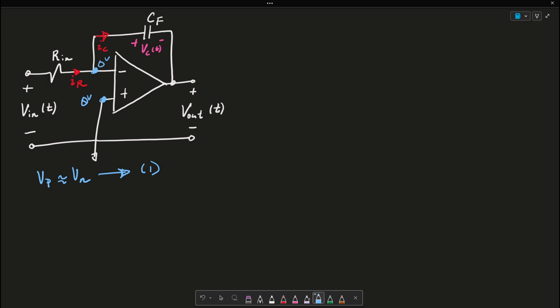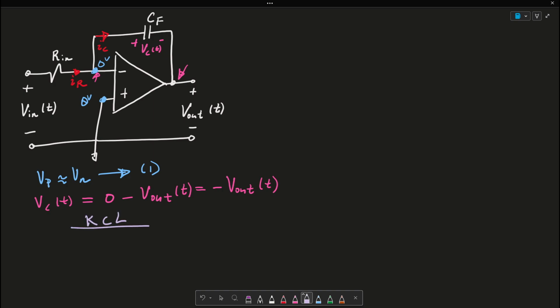My second equation is I'm going to solve for this VC of t and say that VC of t is equal to 0, because 0 comes from here, minus V out of t. So this is just equated to negative V out of t.